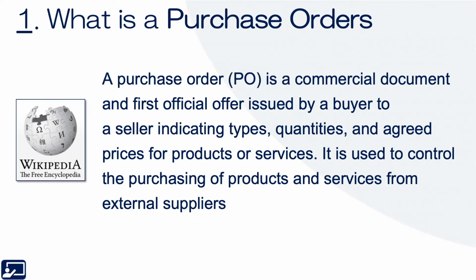First topic, what is a purchase order? A purchase order, or PO, is a commercial document and first official offer issued by a buyer to a seller indicating types, quantities, and agreed prices for products or services. It is used to control the purchasing of products and services from external suppliers.